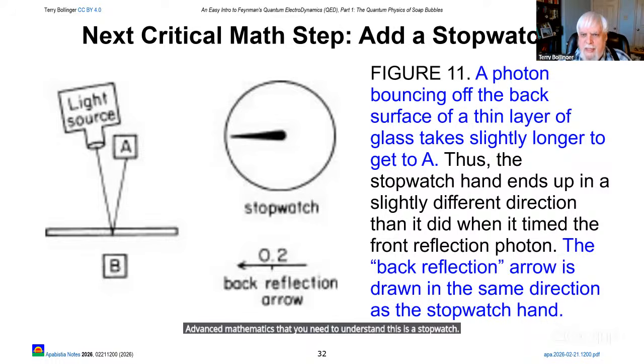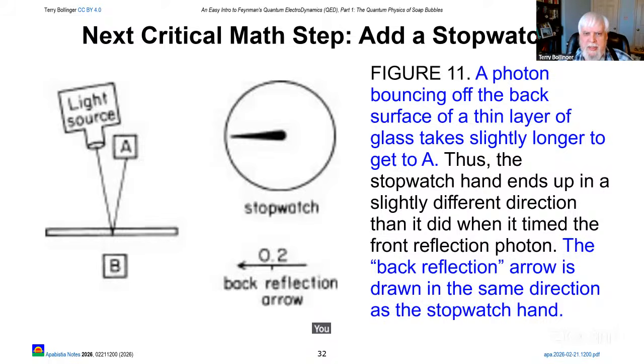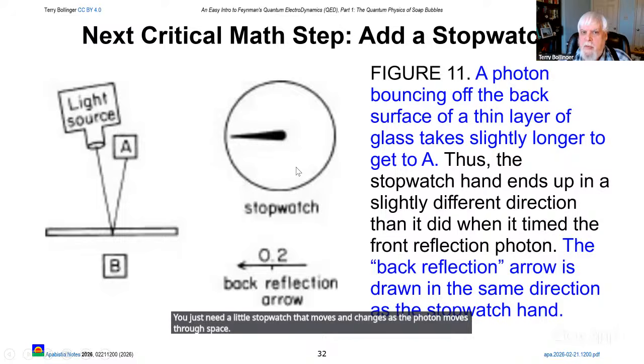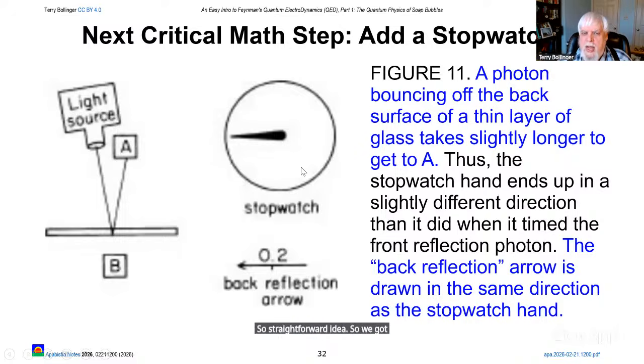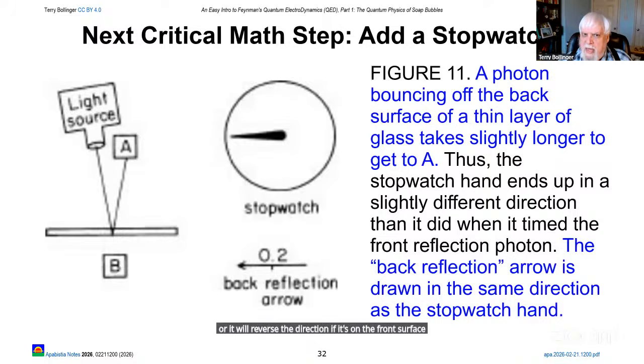You need a dial that rotates. That's it. You don't need all sorts of fancy equations, integrals. You get the integrals later, but to understand the basics, you just need a stopwatch. You just need a little stopwatch that moves and changes as the photon moves through space. So straightforward idea. We've got two transformations on the stopwatch. Reflection will either keep the direction of the dial the same, or it will reverse the direction if it's on the front surface. Same effect either case. But when you are moving through space, it simply turns the dial. And the dial turns at different rates for different frequencies of light.